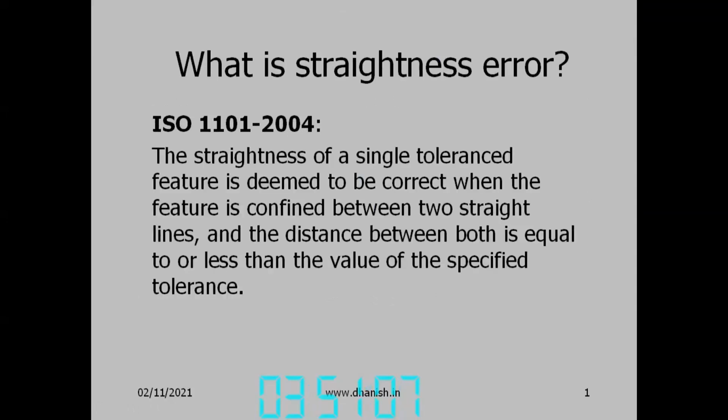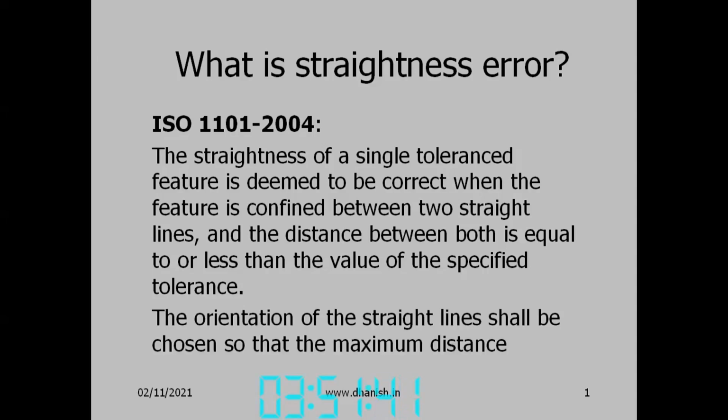So this is the basic definition of straightness error in the standard. This is the 2004 version, the latest one; there are slight changes, but the concept is the same. The straightness of a single tolerance feature is deemed to be correct when the feature is confined between two straight lines, and the distance between both is equal to or less than the value of the specified tolerance. So this is the definition.